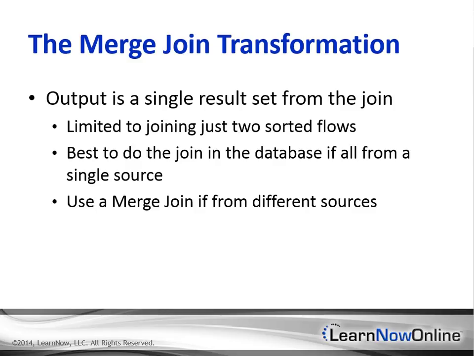Now, the merge join transformation tends to require relatively little memory because it receives rows in the input data flows, processes them, and sends them to the output data flow immediately. As a result, it doesn't need to include a lot of data in memory. It doesn't have to wait for all of the rows to come in from the input flow.